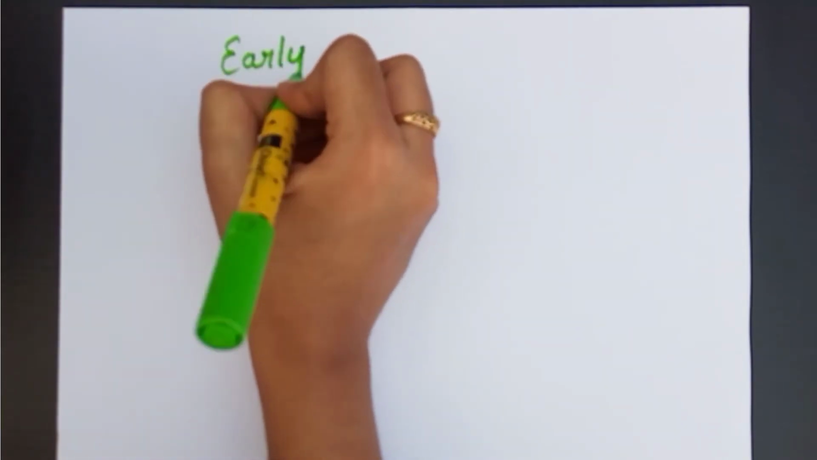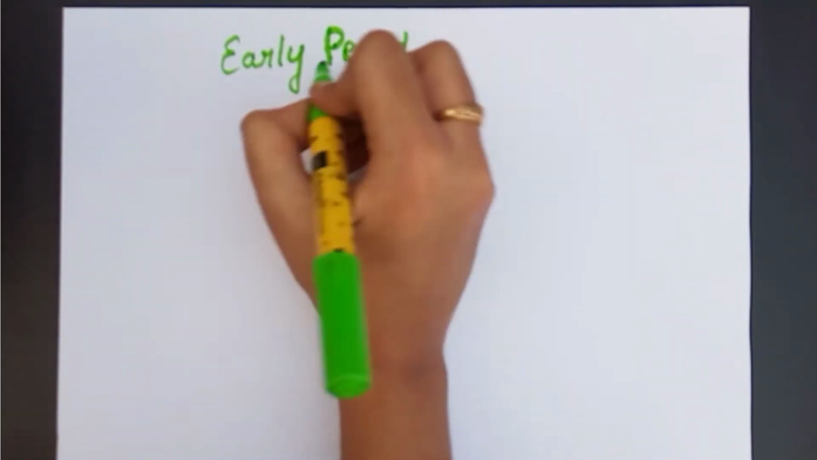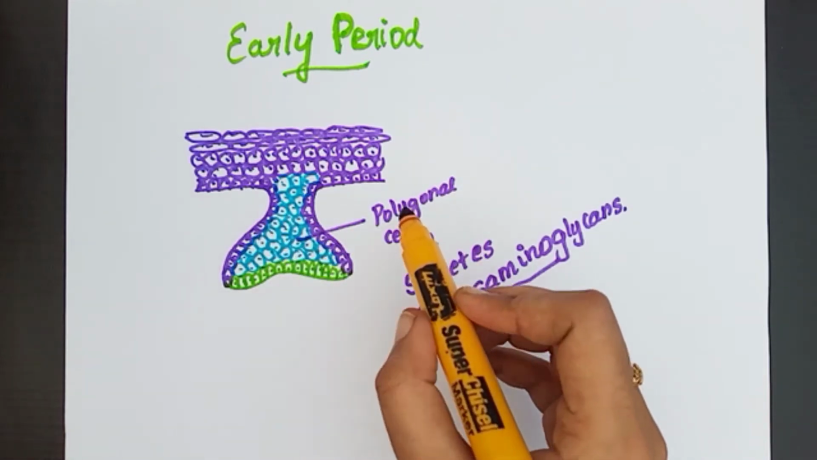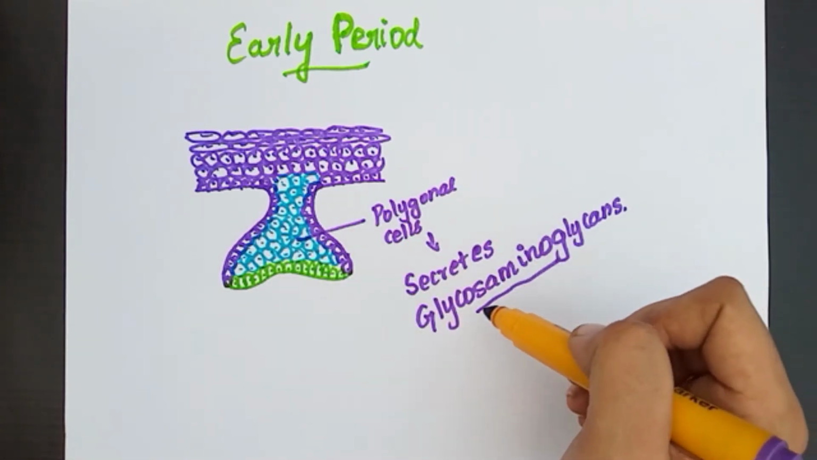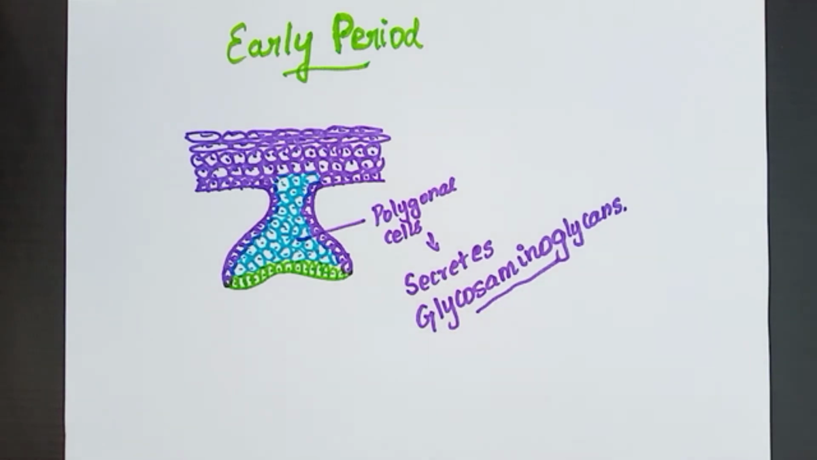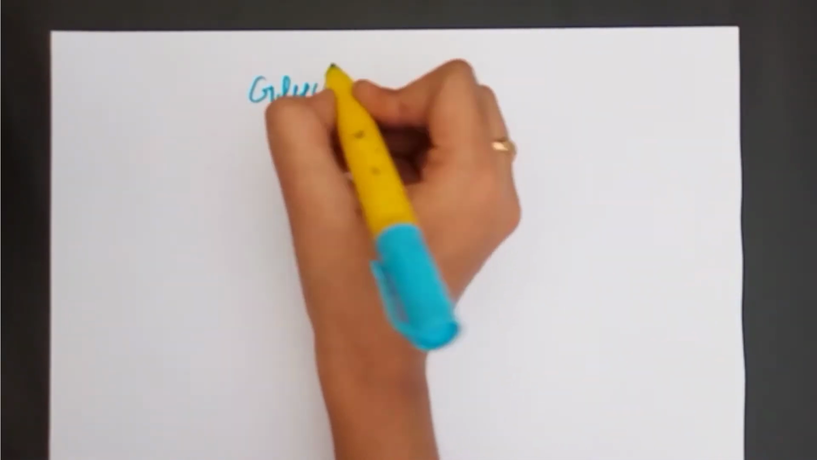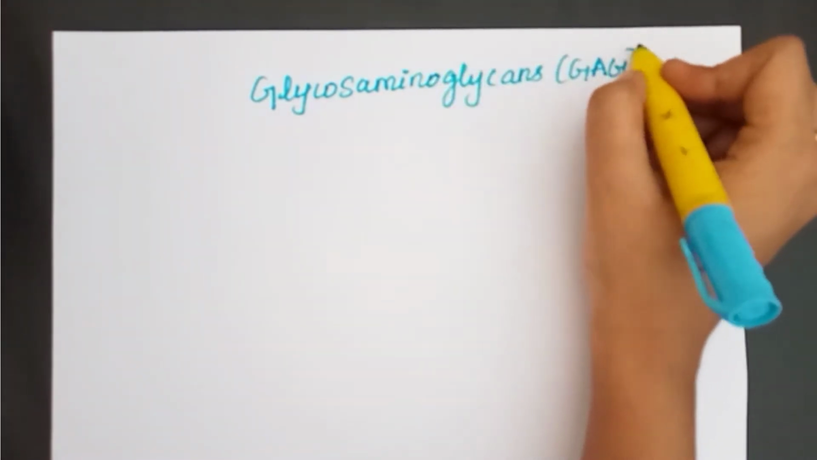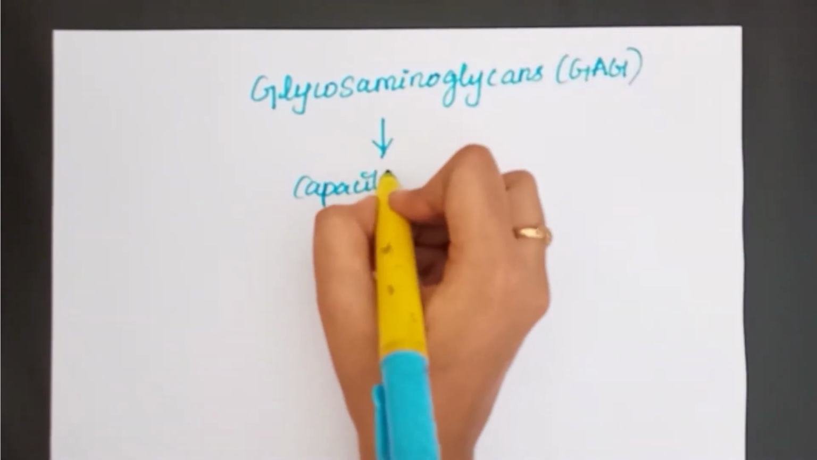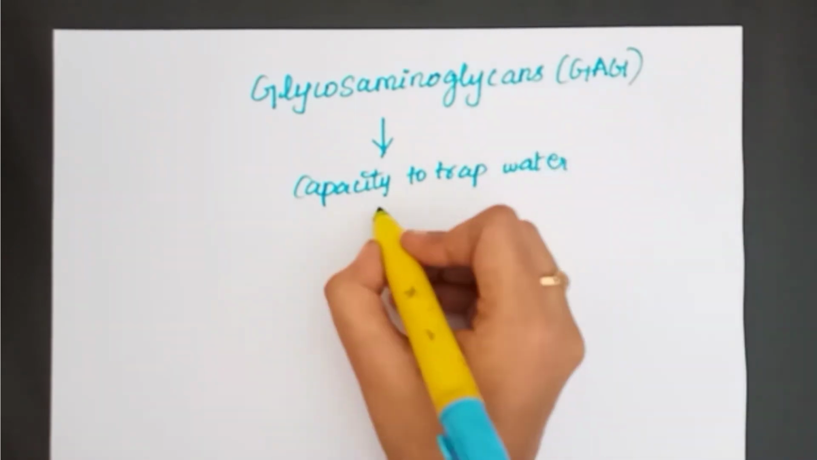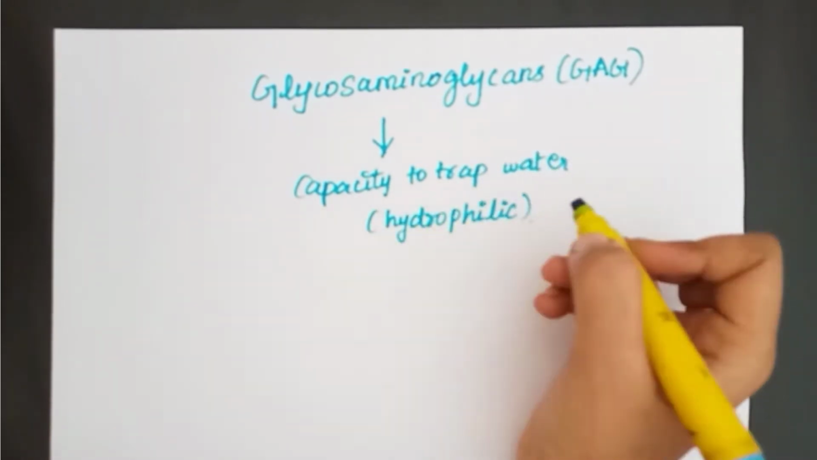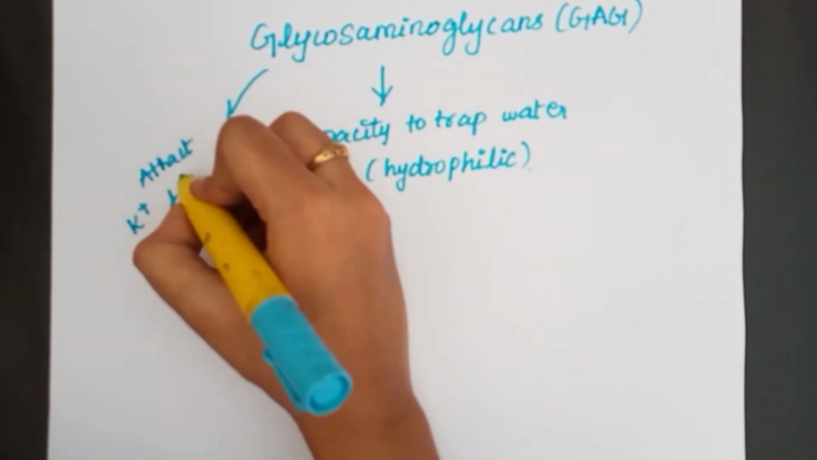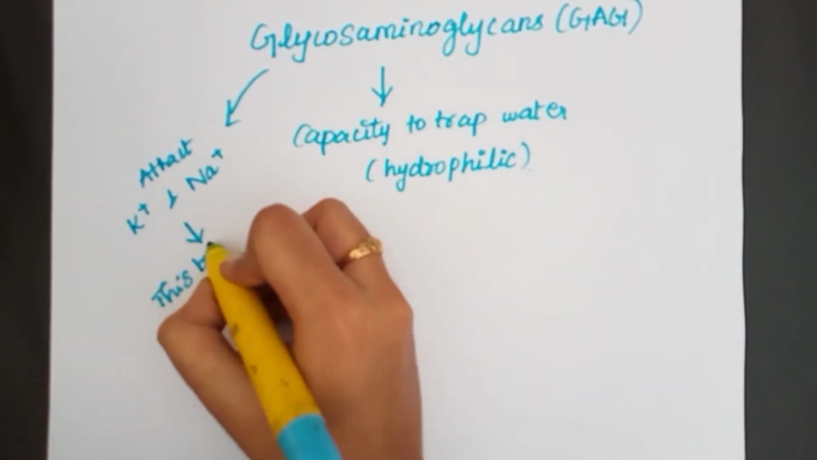At the early period of cap stage, the polygonal cells are located at the center of the enamel organ. These polygonal cells secrete glycosaminoglycans, which is seen in ground substance. These glycosaminoglycans, that is GAG, have the capacity to trap water, alright? That is, they are hydrophilic because they attract sodium and potassium ions. This brings in water, alright?